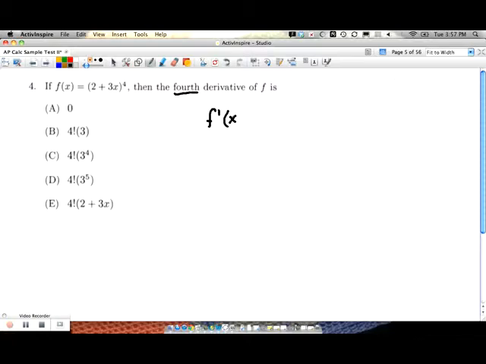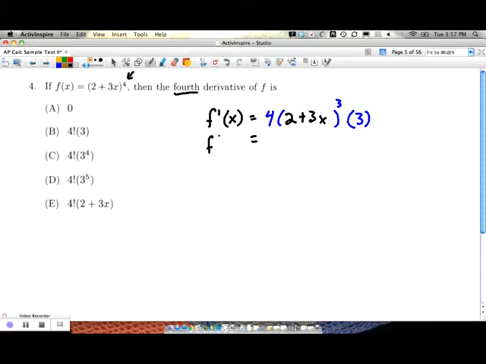So let's start with the first derivative. This is a chain rule, which means I'm going to take the derivative of the outside, just rewrite the inside, and then multiply it by the derivative of the inside. Let's write that in blue. So I'm pulling that 4 down and leaving the 3 up here. And I'm also going to multiply it by the derivative of the inside, which is 3. Then I just rewrite that inside right in here, 2 plus 3x.